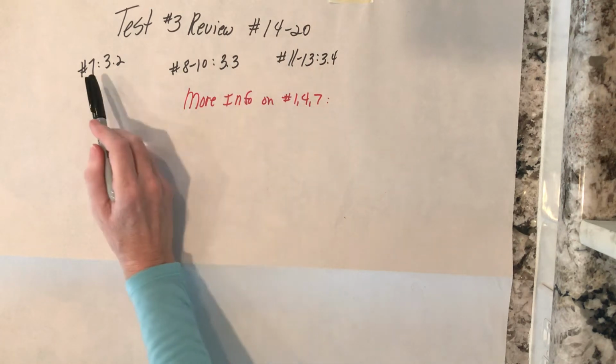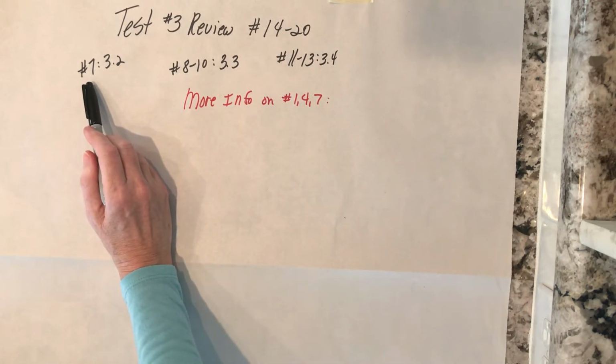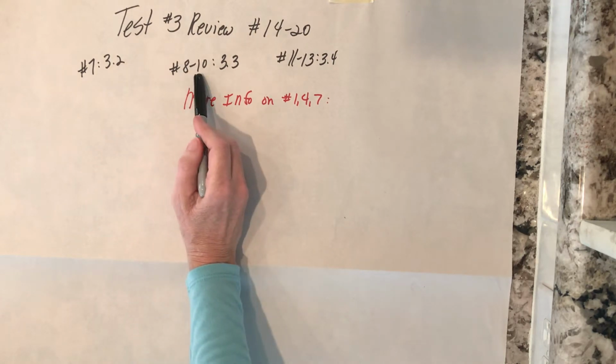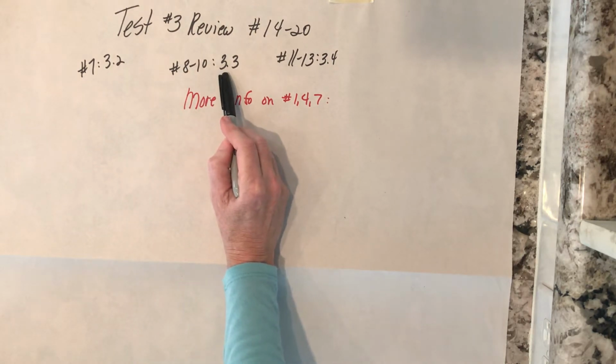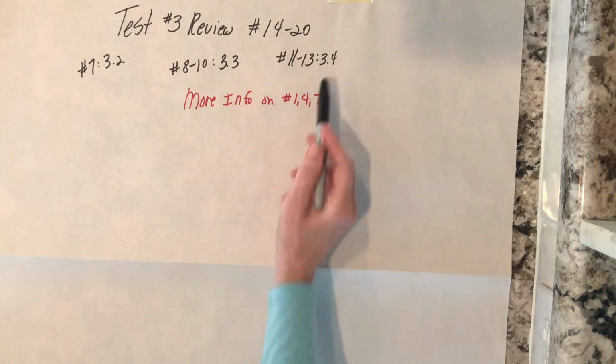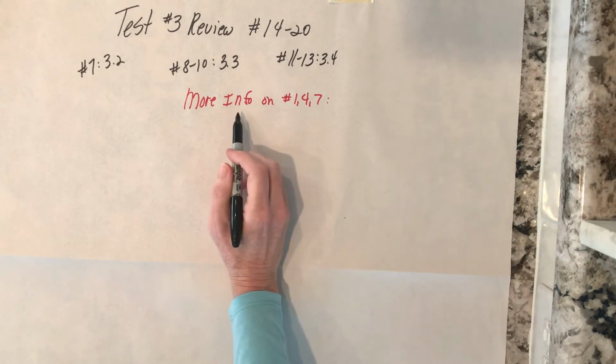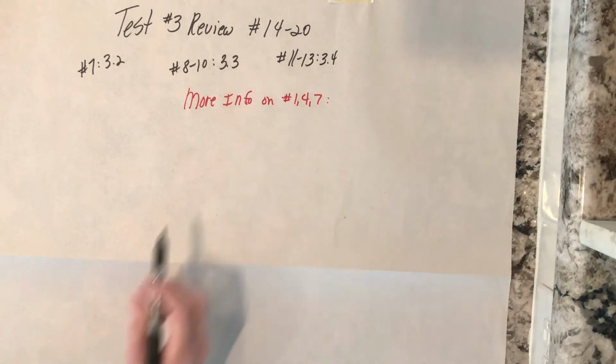I've neglected to tell you where each problem came from, and I meant to do that. So number 7 comes from section 3.2. 8, 9, and 10 come from section 3.3. 11, 12, and 13 come from section 3.4. Need to do a little bit of cleaning up on 1, 4, and 7.